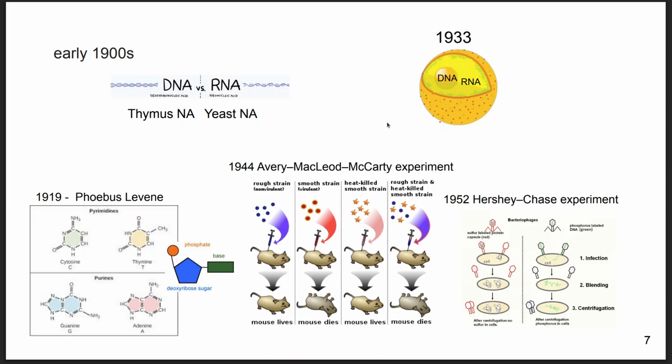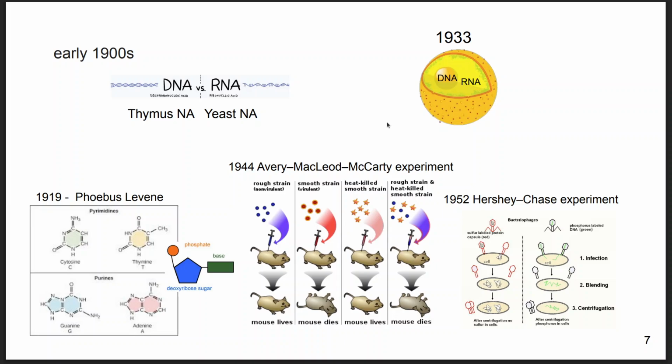But until the middle of the 20th century, people were mostly interested in proteins because those were the live molecules, the most interesting ones, and DNA and RNA were just boring. But these two experiments from 1944 and 1952 turned the tables. In 1944, Avery, MacLeod, and McCarty showed, so what did they do?